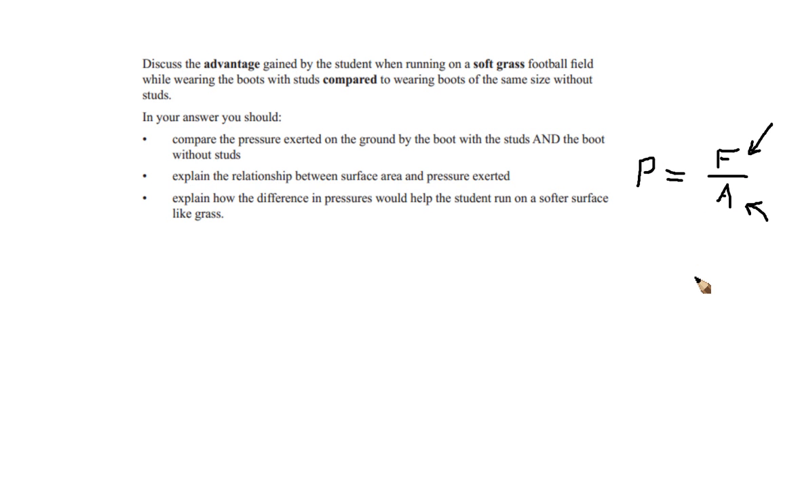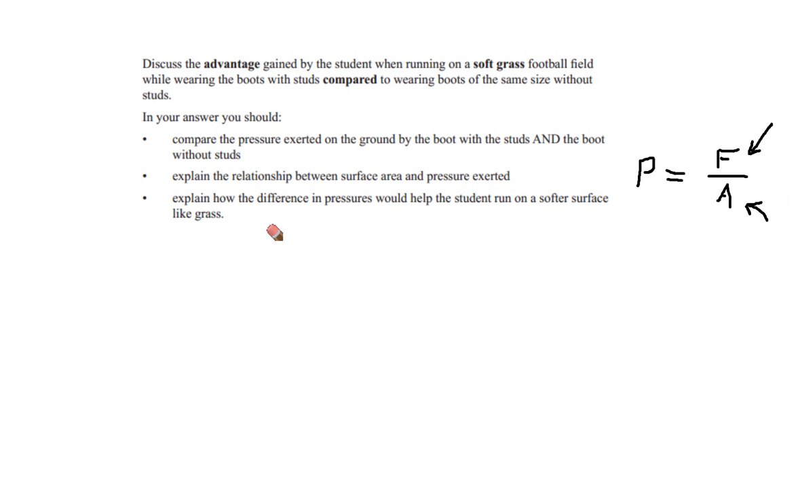Now if you're not sure you've got it right, just plug in some imaginary numbers. Call the F here 100. And have a look at, if the area was 10, then my pressure would be 10. Well, what happens if I make the area smaller? What happens if I make the area 1? Oh, well, now suddenly my pressure is 100. So by making the area smaller, I've made my pressure bigger.